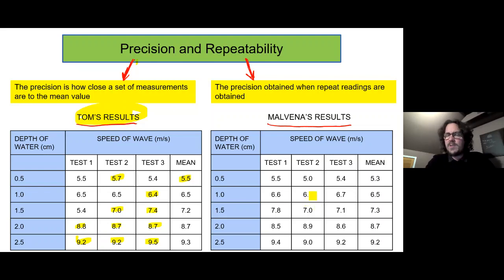And then with this set of results, you can see that they are scattered a bit more, between 9.4 and 9. We've got 8.5 and 9, but 8.9 there, so that's a difference of 0.4. We've got 7.8 and 7, so that's a rather large difference there. So because the results are less consistent, Malvina's results are less repeatable.